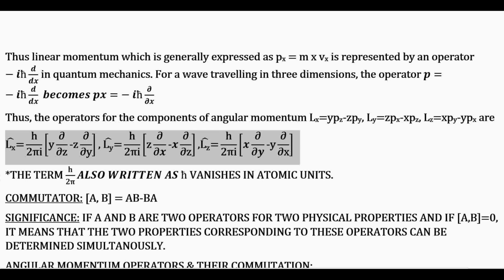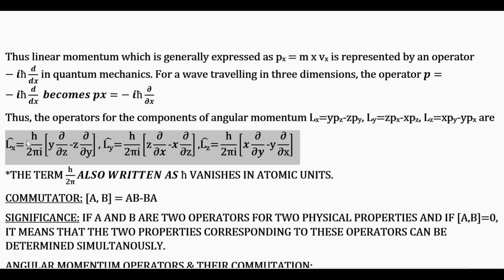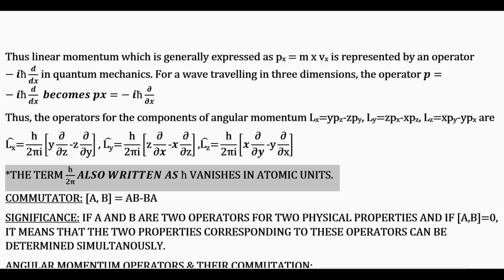Now once again, the term h by 2 pi is also written as h cut, and if you are using atomic units, then this h by 2 pi is going to vanish. So what we will be doing is that when we actually use these operators, then instead of writing h by 2 pi I will be writing 1 upon i, because I am using the atomic units, and while using the atomic units, this h by 2 pi is not to be mentioned.